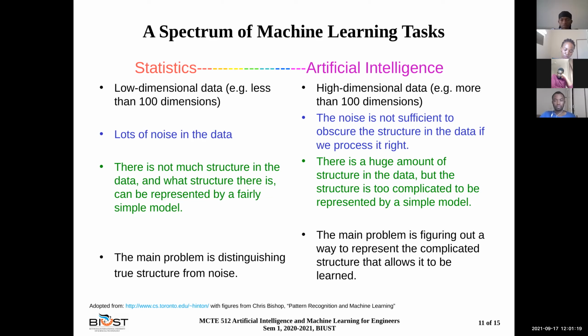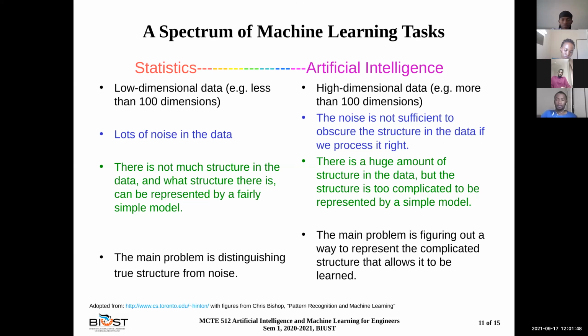You're looking at many scenarios as the car drives. This is not solvable using statistics, so now you really have to go to machine learning. How do you drive the car in a real-world scenario? Okay, statistics can have lots of noise in the data. For artificial intelligence, the noise is not sufficient to obscure the structure of the data if the process is right.